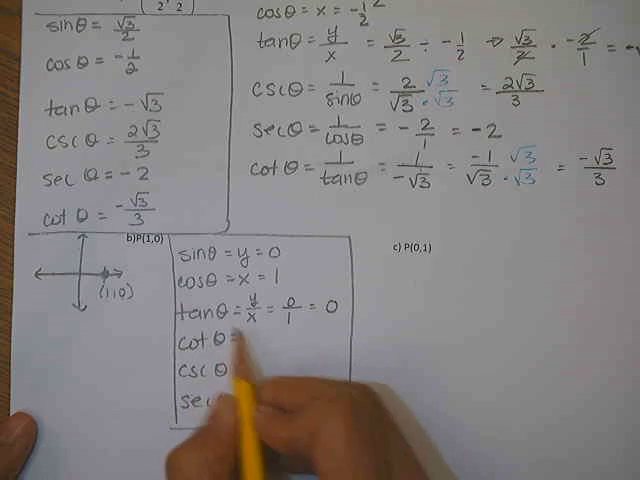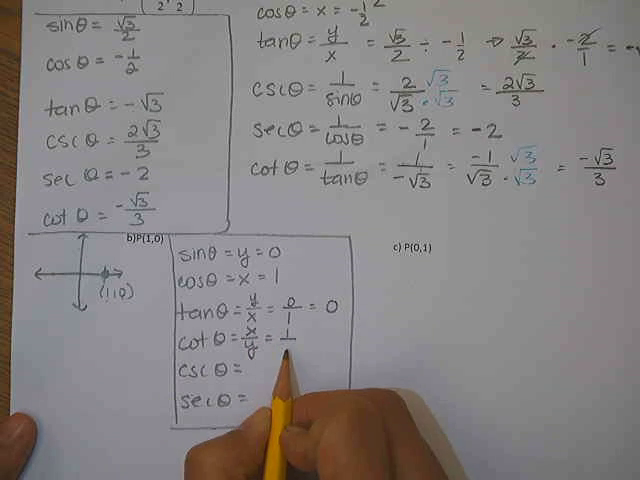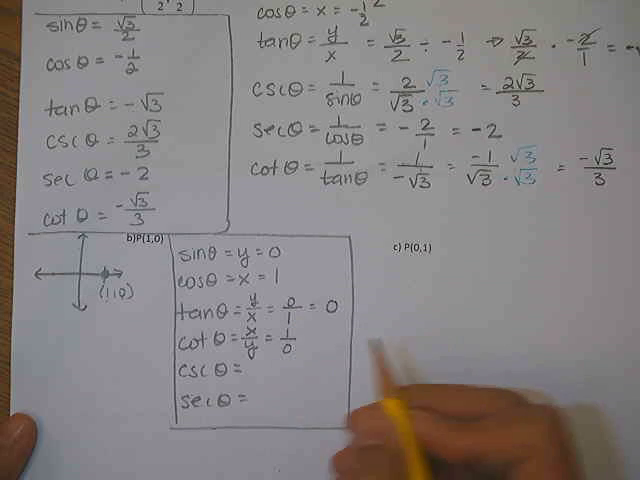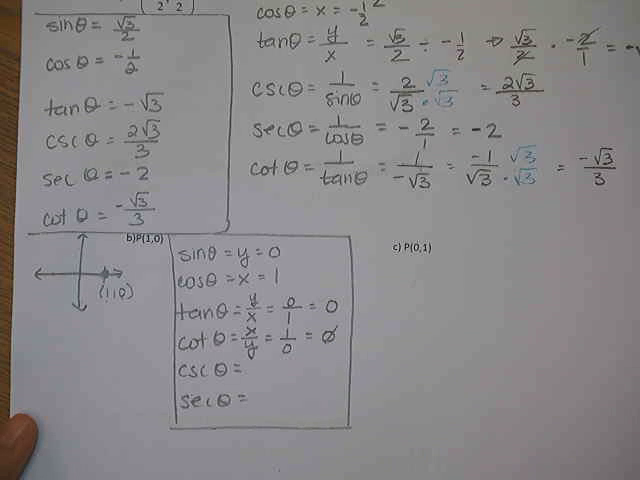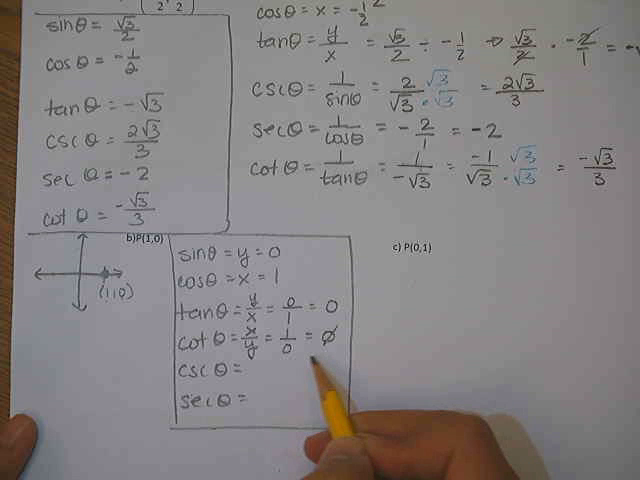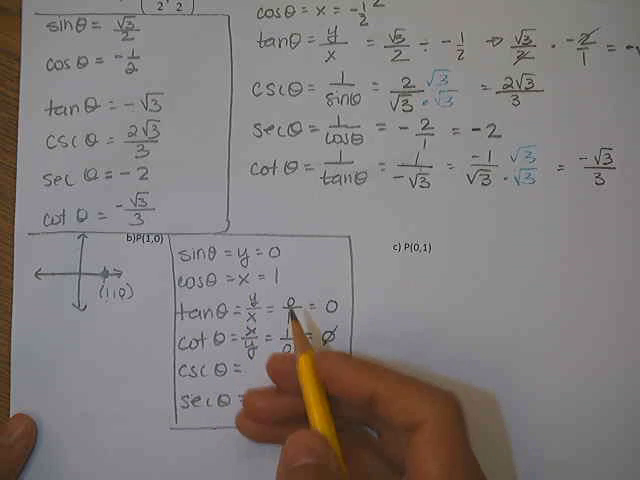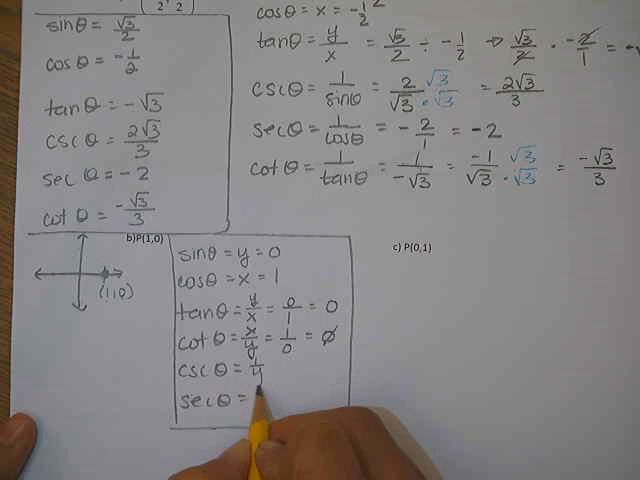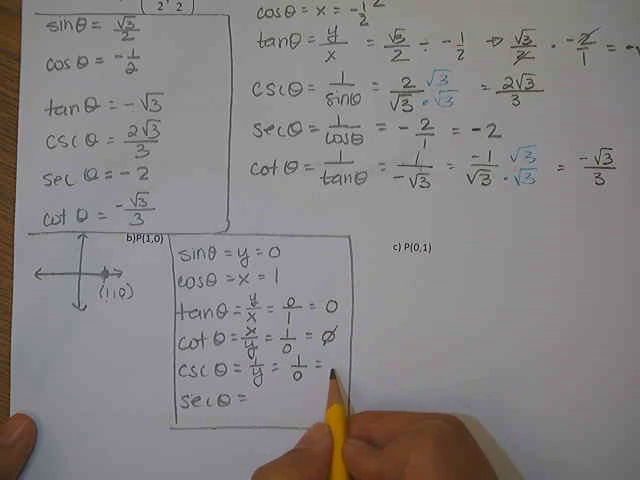Cotangent is the reciprocal of tangent. So if it's the reciprocal, it's x divided by y. X is 1, y is 0, or you can just take these two right here and take the reciprocal. Because the denominator is 0, this is going to be undefined. Okay, so you have to know that the circle with the line through it stands for no solution, or undefined. Cosecant is the reciprocal of sine, so we go 1 over sine, or 1 over y. Well, here's 1, and y is 0, so cosecant is another value that's also undefined.